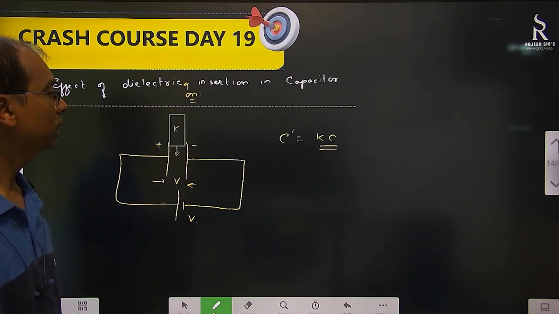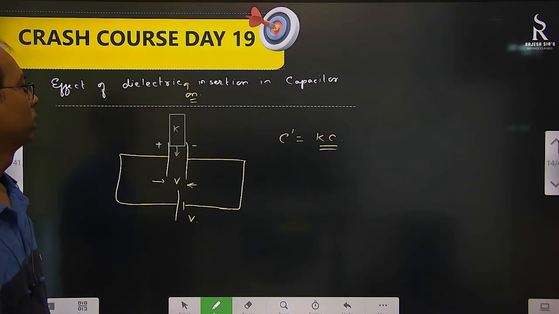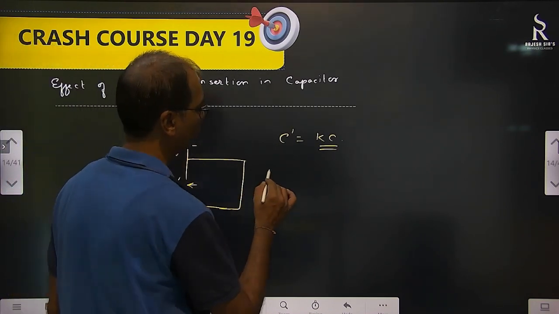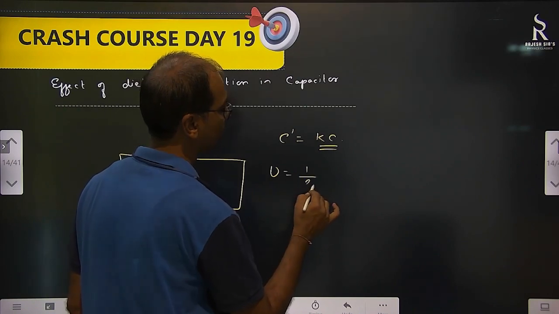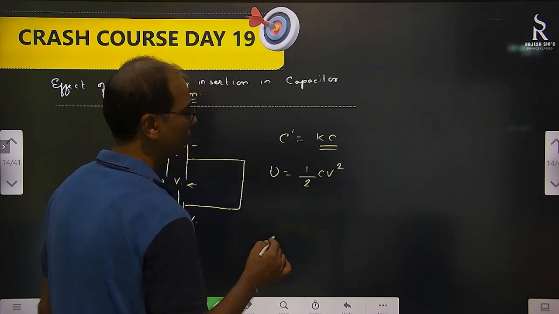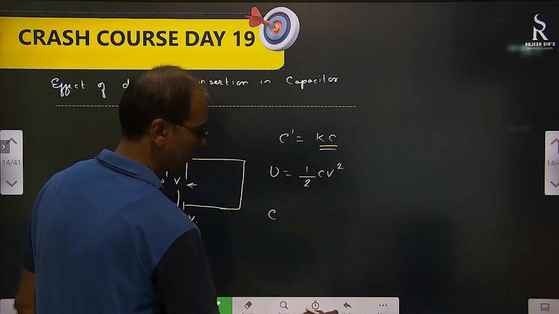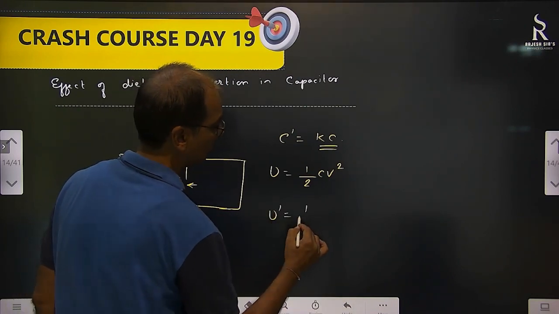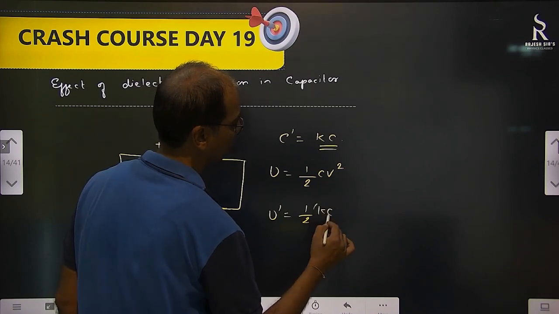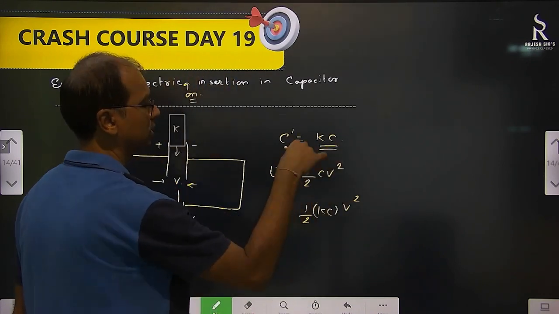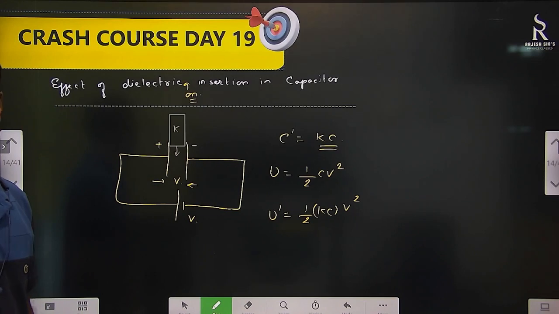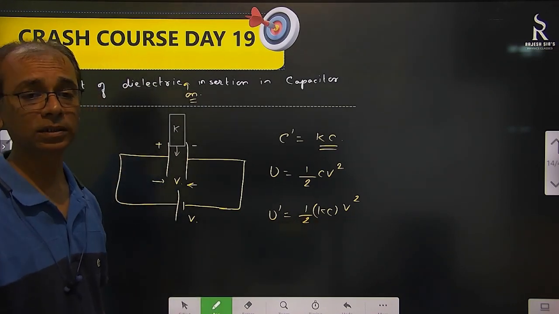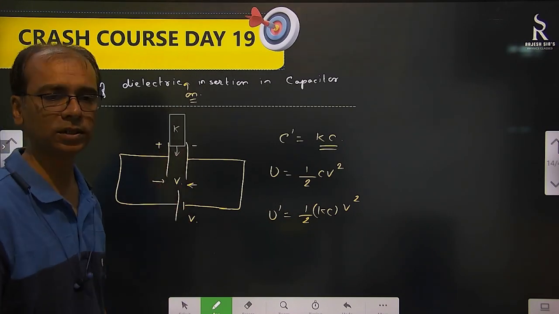Okay. What about energy? We haven't talked about energy so far, so let's assume we know the energy already. Energy normally is half CV square. So here energy will become half KC V square, because capacitance has become KC. So here energy is increased. Energy has increased because it is able to store more charge.